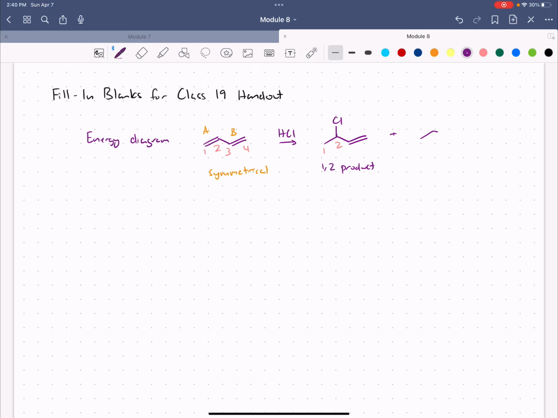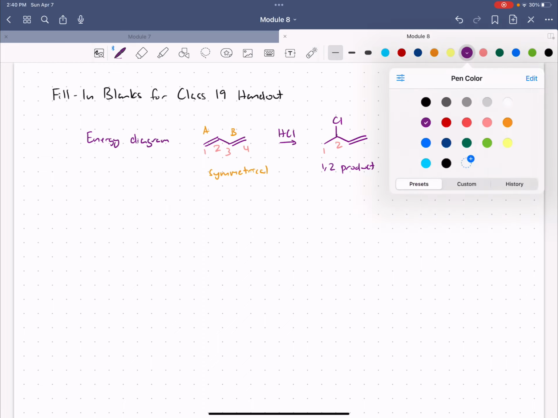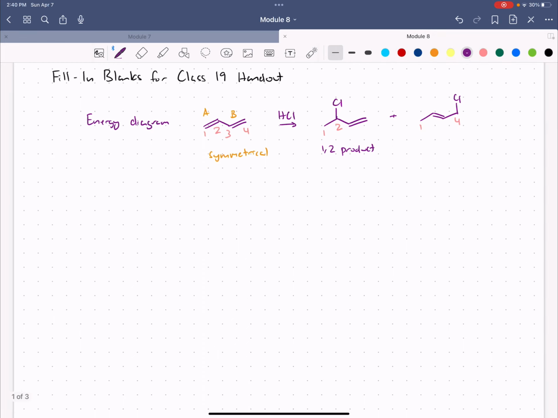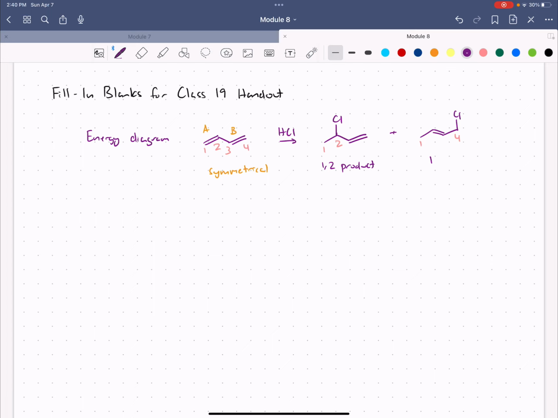And then we have also the 1,4 product. So here's carbon 1. 4 is way over here. And that's where the chlorine goes. So 1 still got the hydrogen. 4 got the chlorine. And there was a shifting of the double bond because this came from resonance. And we'll see an example of that when we draw the energy diagram. 1,4 product. Okay. Just give me a second.